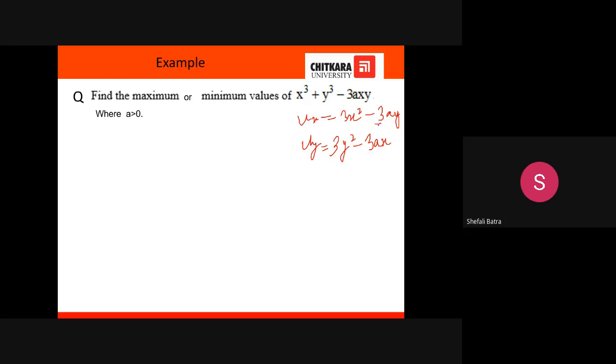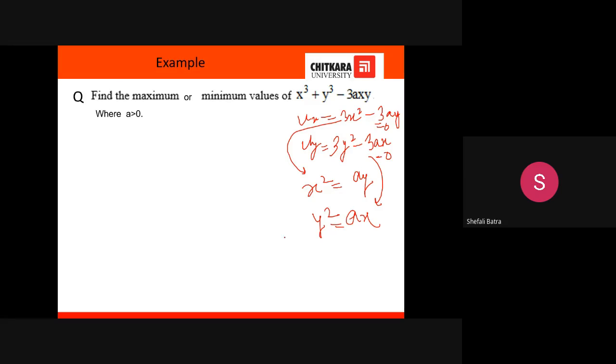So we will be putting this equal to 0 as well as this equal to 0, and we need to solve this simultaneously. So x square is equal to ay. From this equation, you will be getting this. And from the second, you will be writing y square is equal to ax. Right?